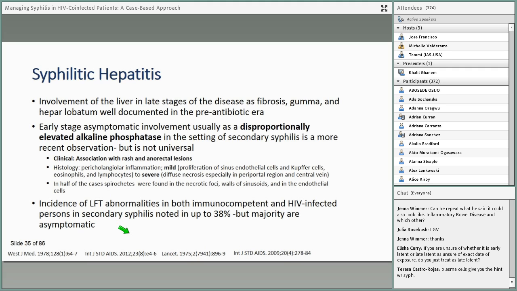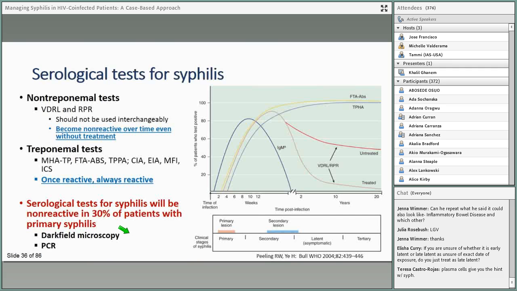So what about syphilitic hepatitis? Syphilitic hepatitis in general is perfectly benign. It is completely treatable, and it usually occurs in secondary syphilis. By giving the patient a single dose of 2.4 million units of benzathine penicillin, you can completely treat and cure syphilitic hepatitis. Now, why is it important to know about it?